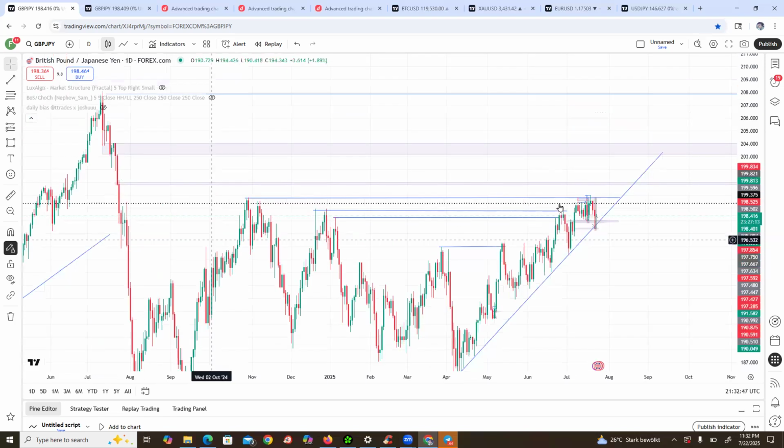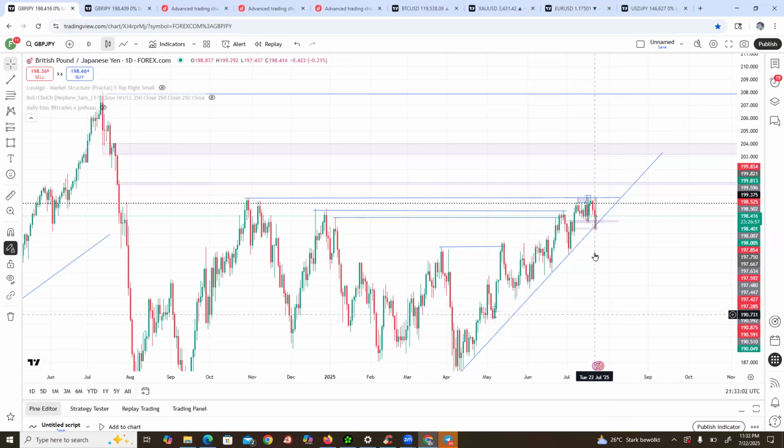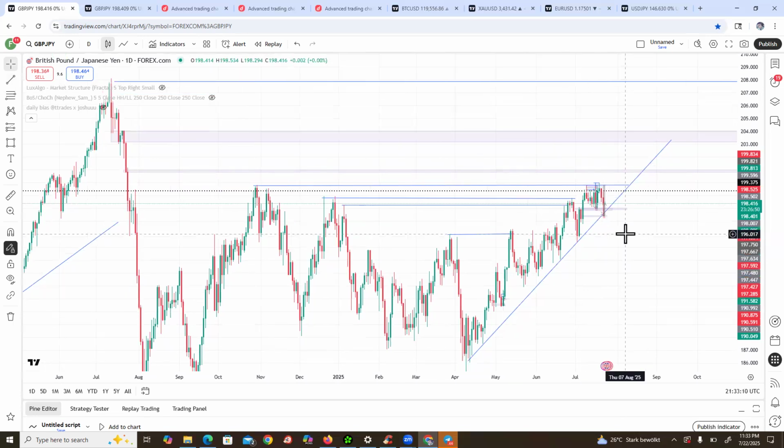Maybe the market will have to come to this point here to clear out this liquidity. Who knows? Remember, we are not the market, so we follow what the market is presenting to us. Are you guys hearing me? Yeah. So we follow what the market is presenting to us. We can't predict the future. We can't predict what the market will do.